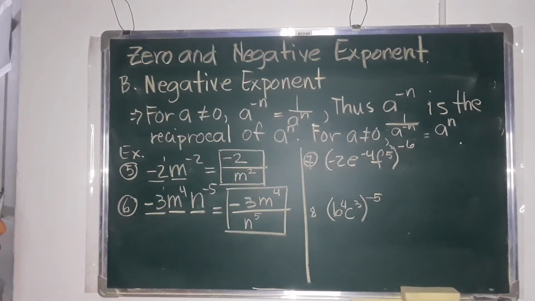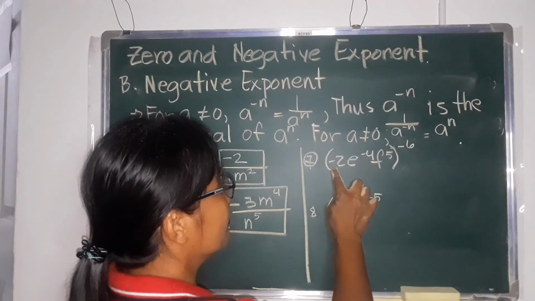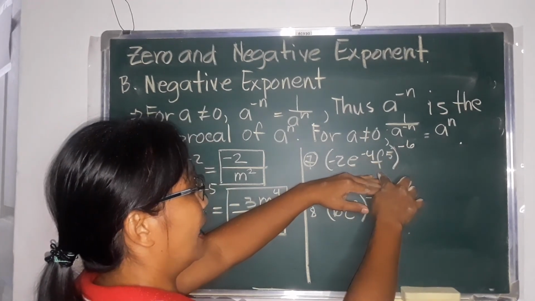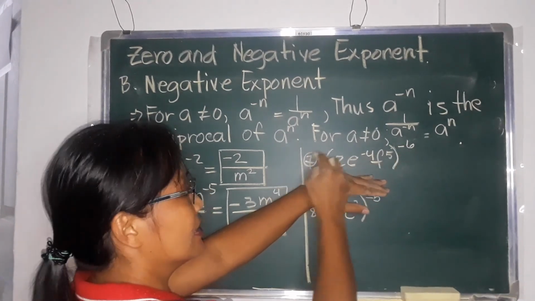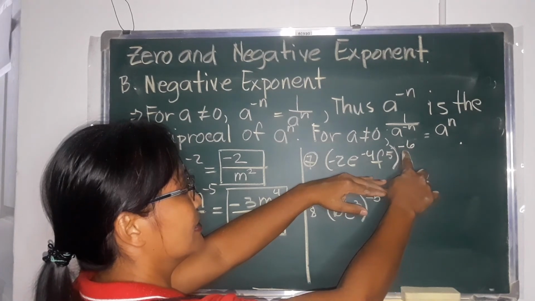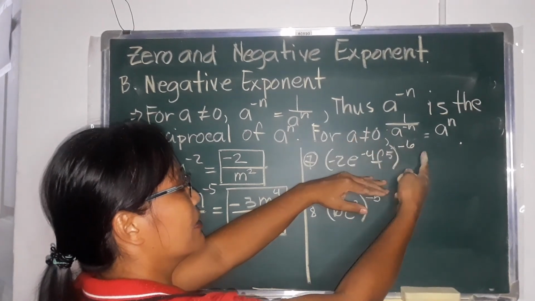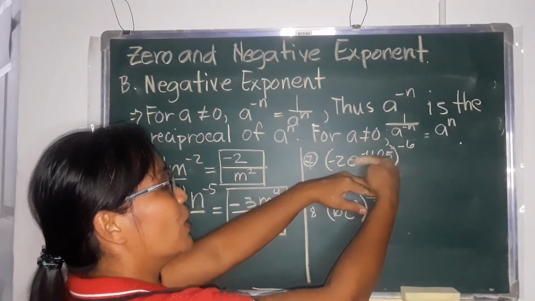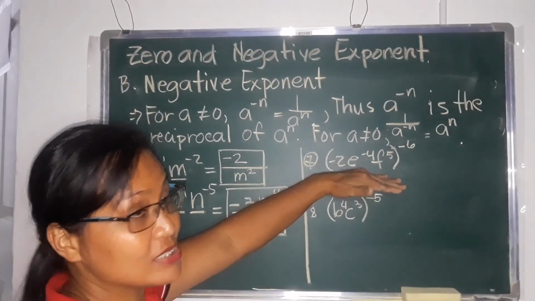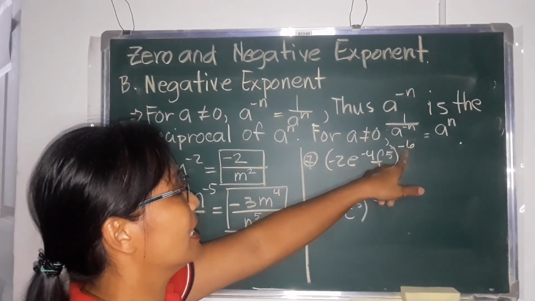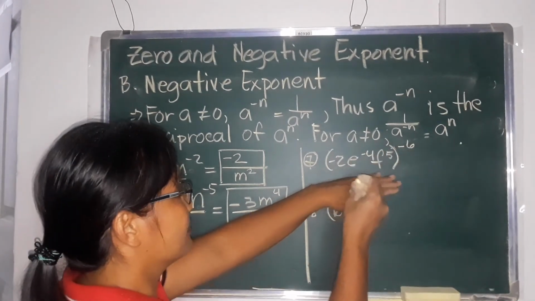Okay? Next, let's move to number 7, which is more complicated. So negative 2, e to the negative 4th, and f to the power of 5 raised to negative 6. So since there is a close and open parenthesis, then negative 6 as exponent outside will be distributed to all elements inside. So the first rule of exponent, you're going to multiply the negative 6 outside to all the exponents of all the elements inside. So let's start.